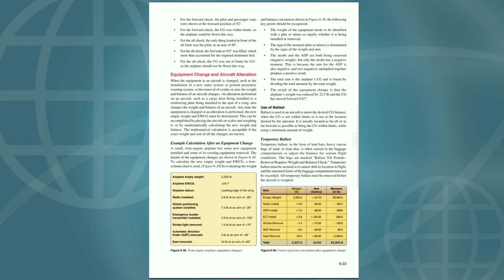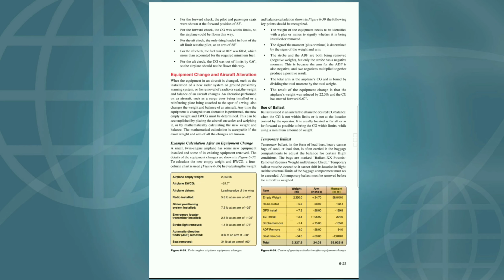Item, weight in pounds. Empty weight 2,350.0. Plus 5.8, plus 7.3, plus 2.8, minus 1.4, minus 3.0, minus 34.0. Radio install, GPS install, ELT install, strobe remove, ADF remove, seat remove. Total 2,327.5. Arm in inches: plus 24.70, minus 28.00, minus 26.00, plus 105.00, plus 75.00, minus 28.00, plus 60.00, total 24.03.